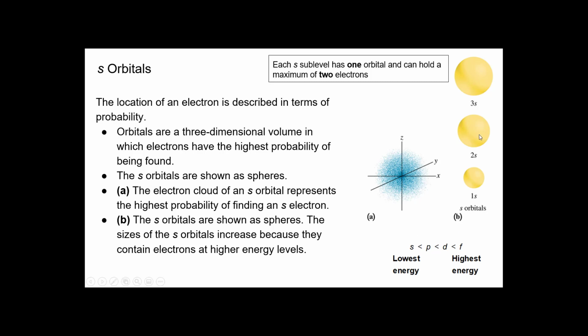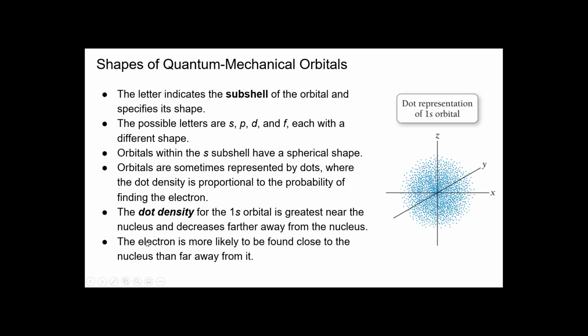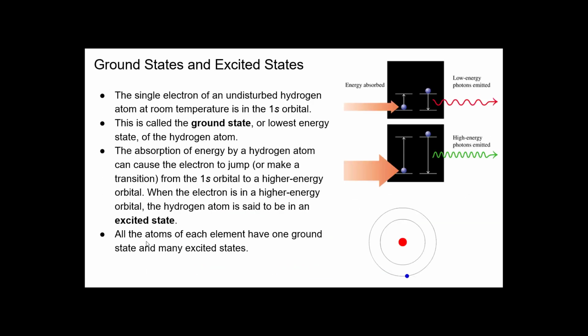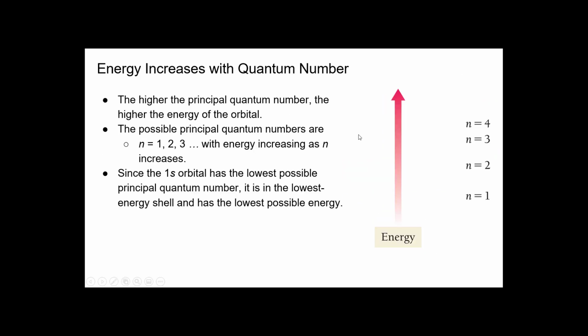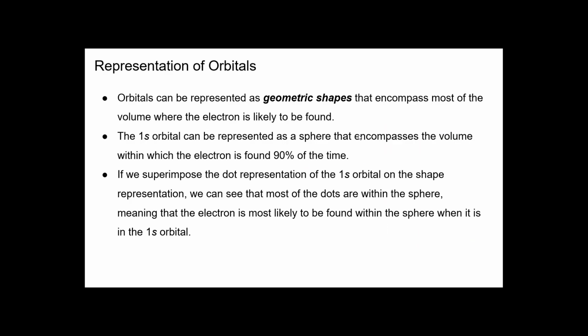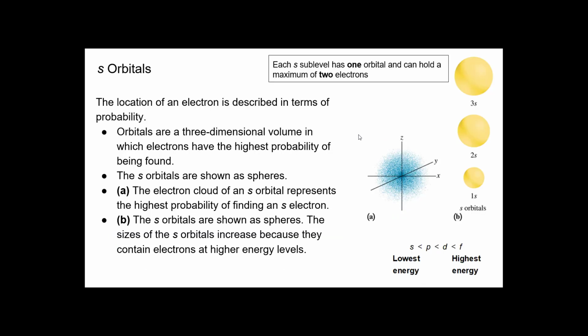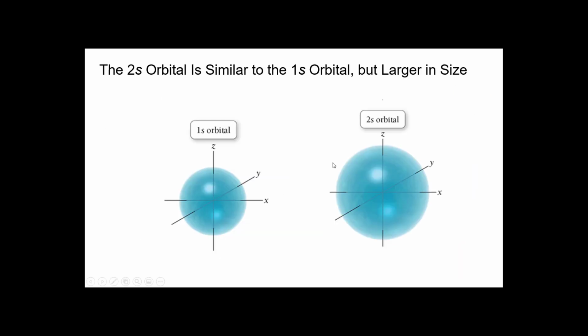They're bigger because as you go up, the energy level increases. So the level is bigger because it has more energy on those levels. If you think about it, this can fit in this can fit in this. The 2s orbital is similar to the 1s orbital, but larger. The 3s orbital is similar to the 2s, but the 3s is larger. That's the only point we're trying to make here. But they're all different levels.